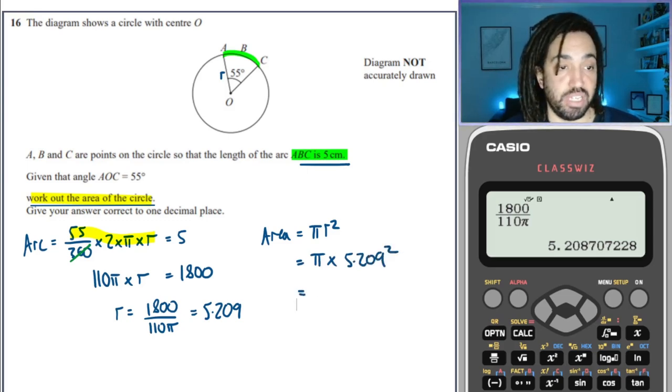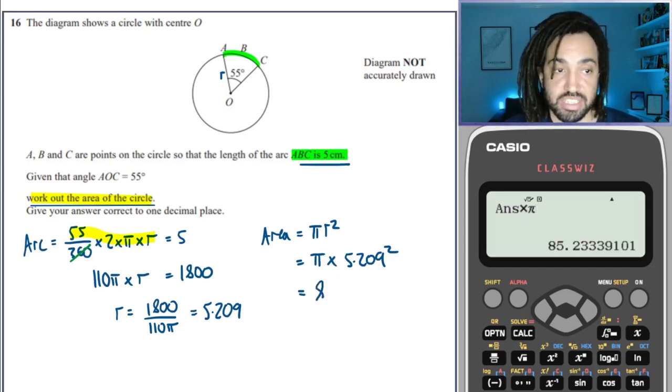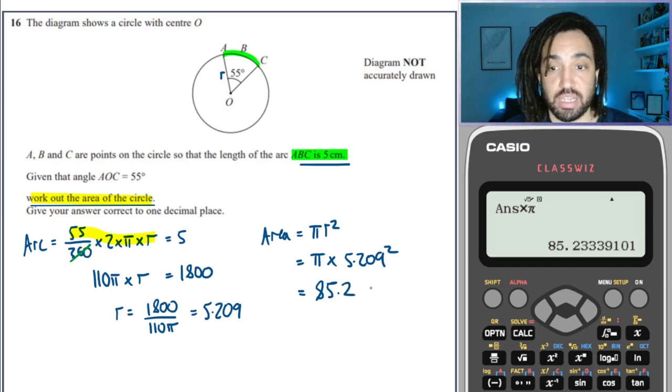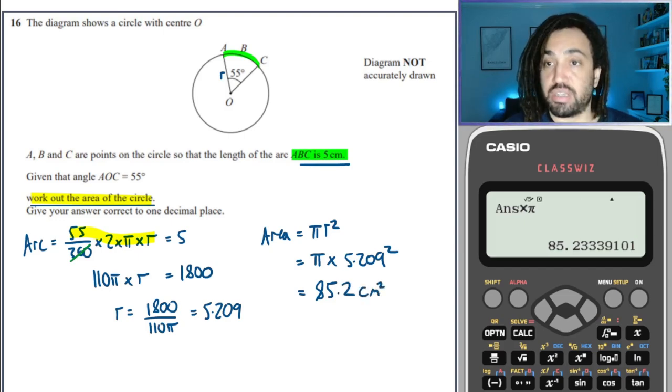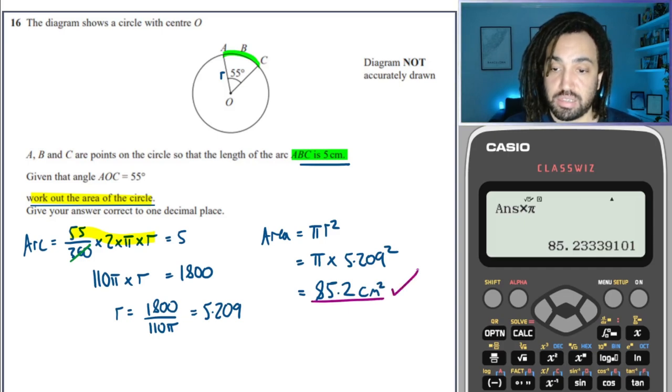So we just simply square this answer, times it by pi, and we get 85.2, and that will be centimeters squared. Bosh.